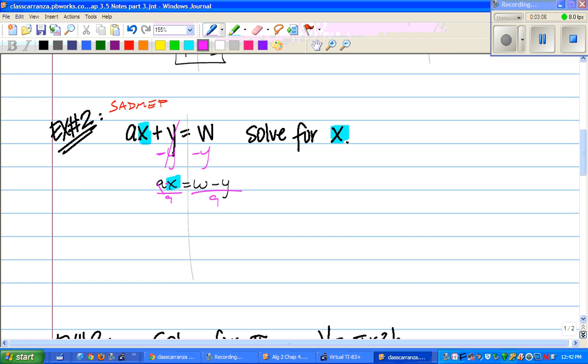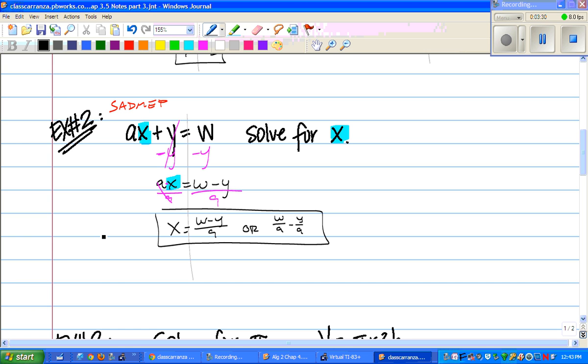Now, here's the way you can write your two different answers. You can keep it all divided by a, or you can say that that is w divided by a minus y divided by a. We are going to accept both answers.